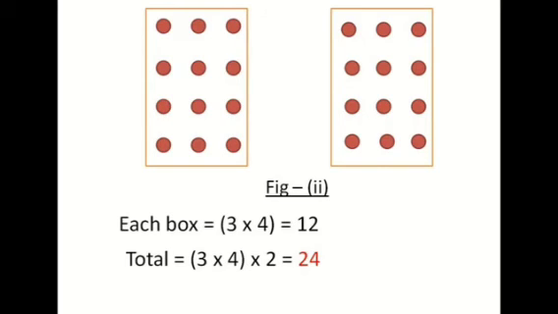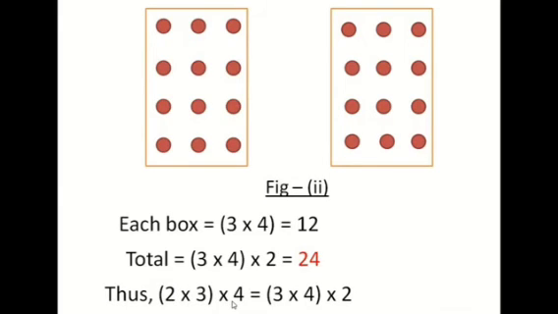So can you say that 2 into 3 into 4 is equal to 3 into 4 into 2? What do you feel? As the product is the same in both cases, they are equal. So we can write that 2 into 3 into 4 for the first diagram is equal to 3 into 4 into 2 for the second diagram.